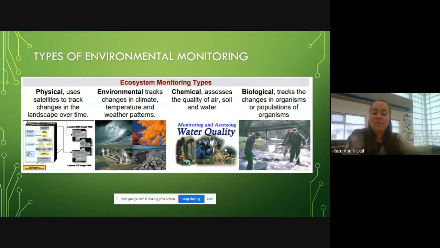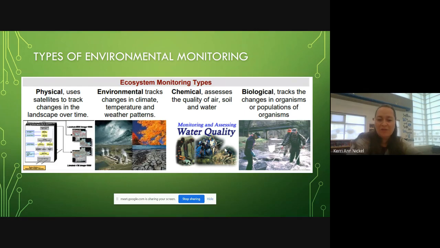Different types of environmental monitoring exist, and so it involves physical monitoring, where we're using satellites to actually track changes in the landscape over time. So you can actually see how forest cover has either increased or decreased. You might see where they've built different roads or buildings, or you can see how the size of a city has changed over time.